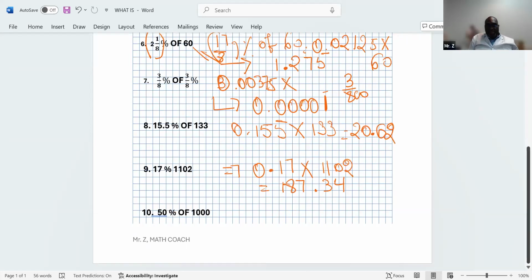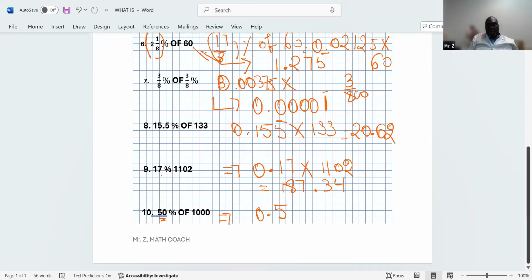All right. Okay, let's do the last one. 50% of 1,000. You make this as a decimal, which is 50%. As you know, it's going to be 0.5 because you divide 50 by 100. It gives you 0.5.